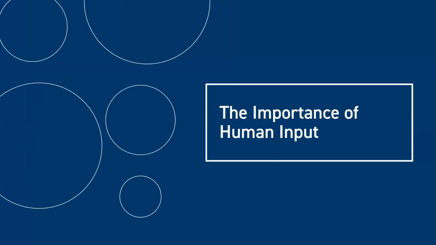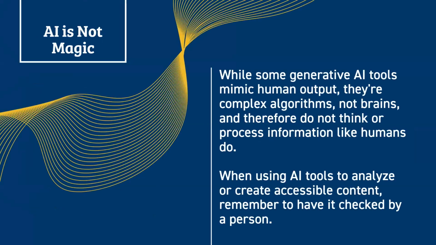But the caveat to all of this is the importance of human input. While generative AI is able to mimic human output, and while it is a really helpful tool for a lot of people, they're complex algorithms. They're not human brains. And so they don't process information the way human brains do. So when you do use those tools to analyze or create accessible content, have it checked over by a person. It doesn't have to be you. And in some cases, it can't be you. And we'll talk about that in just a second. But make sure that there's human eyes on everything.